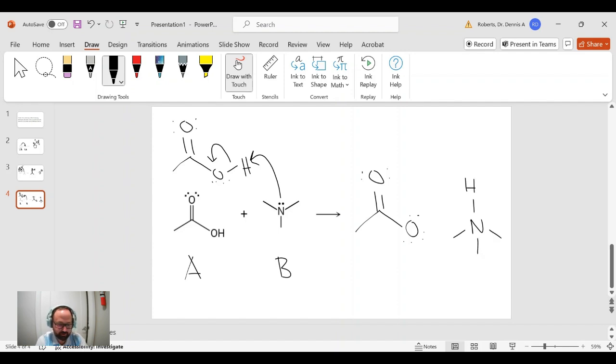And if we look at our charges, oxygen gained electrons, so it's going more negative. Nitrogen lost electrons, it'll become more positive. And so these are just 3 examples of acid-base reactions.